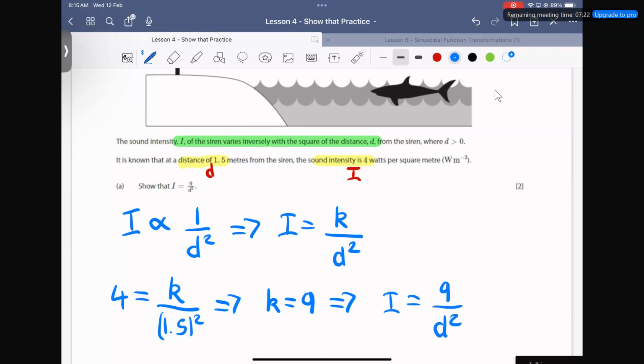Don't forget, don't stop at calculating your k, stop at the answer given. It's very important that you stop at the answer given here. This is what you have to show. So always make sure you end one of these questions with the answer that is given.